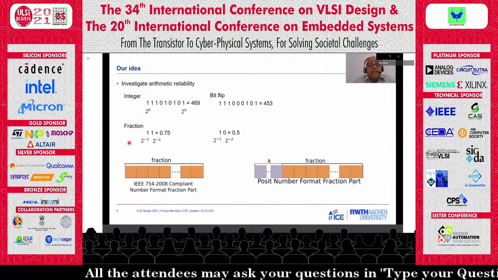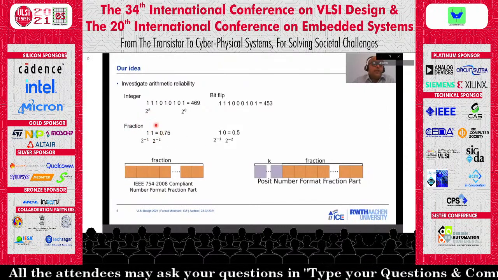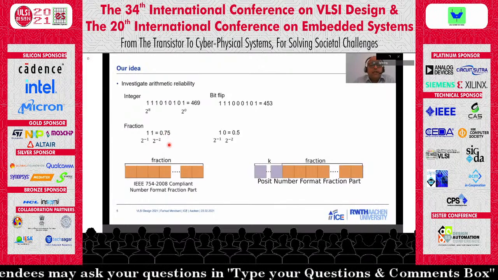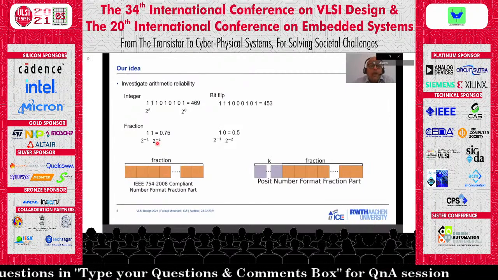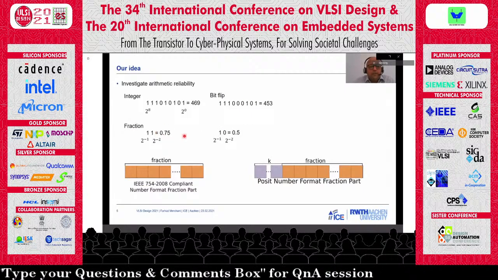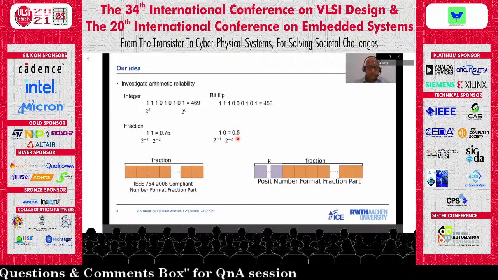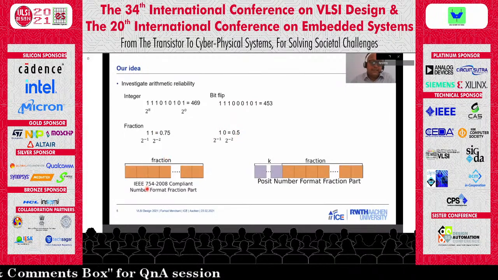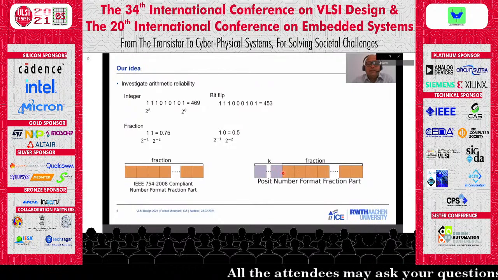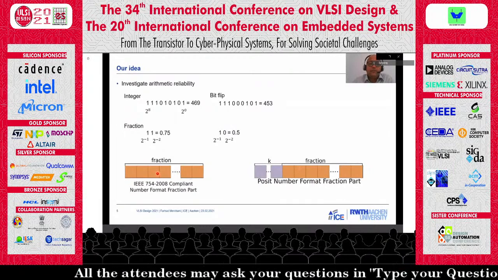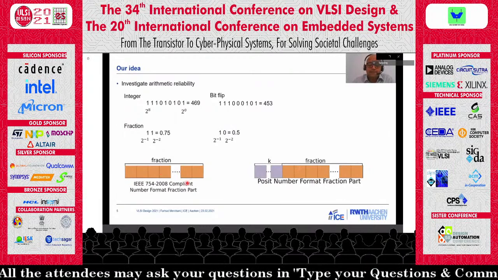Now, in case of floating point or fixed point number, you have a fractional part, and the fractional part usually represents the value after the radix point. If you have a bit flip here, you can see an error of 0.5. Now, considering the fractional part of an IEEE 754 compliant number and the fractional part of a POSIT number, in the case of POSIT your fractional part is usually m plus k, where m is the number of bits in the fractional part of the IEEE 754 compliant number.